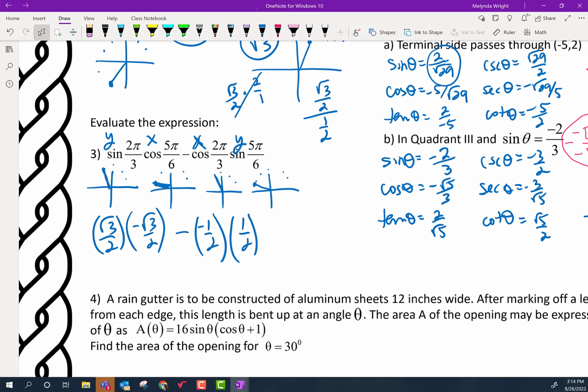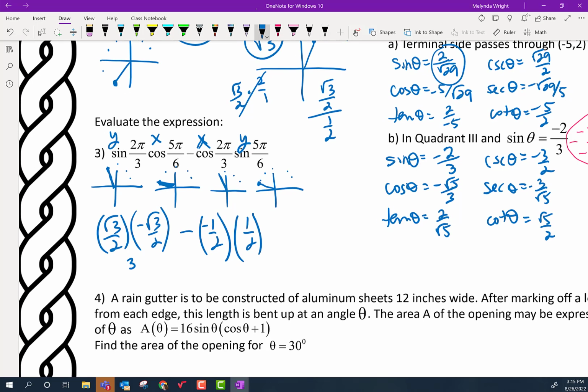So root 3 times root 3 is 3. Positive times negative is negative. 2 times 2 is 4. Okay. 1 times 1 is 1. 2 times 2 is 4. A negative times a negative is a positive. Okay. So we've got negative 3/4 plus 1/4.